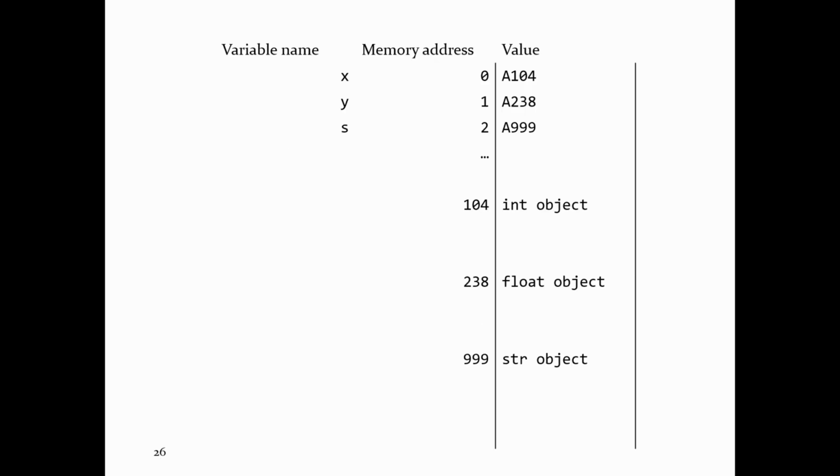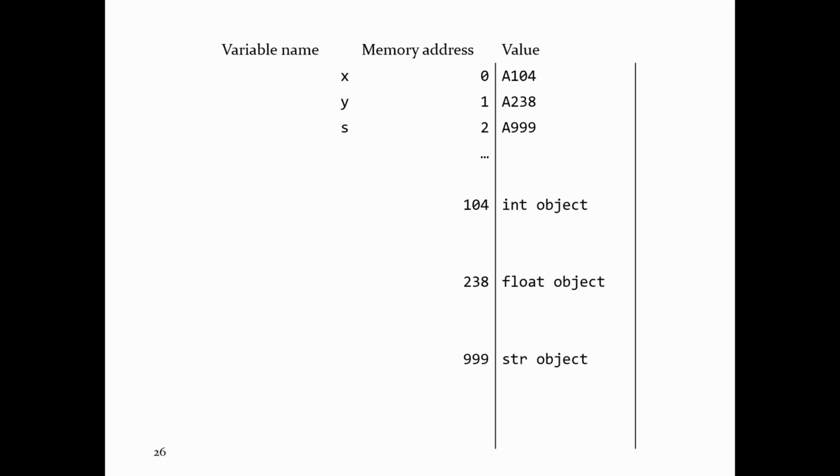Okay, so in Python, if you were to draw the memory diagram of the code that I just showed you, you would get the following. On row 1, we have the variable x. The address of x is 0. Now, what is the value stored in x? It's not 1. Remember, we wrote x equals 1. The value that's stored here is not the number 1. Instead, it's the address of something. And here I've written A104.